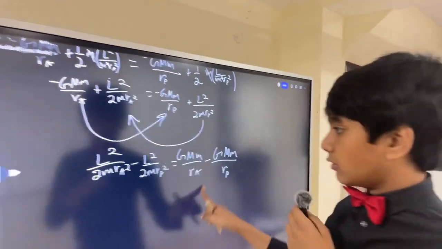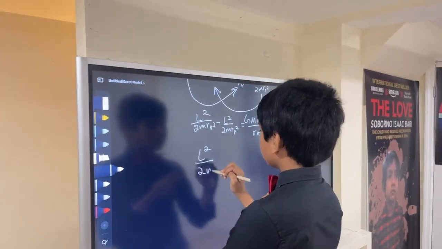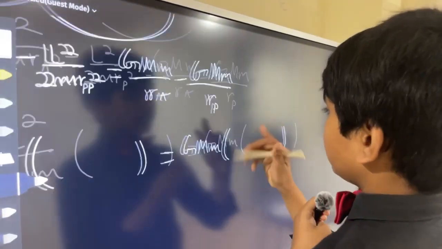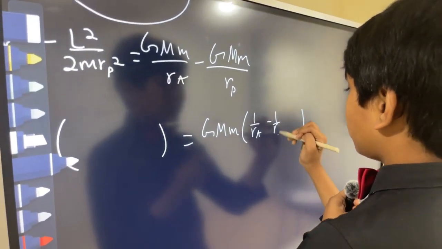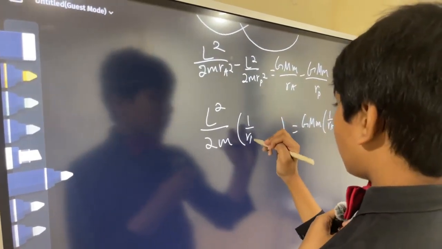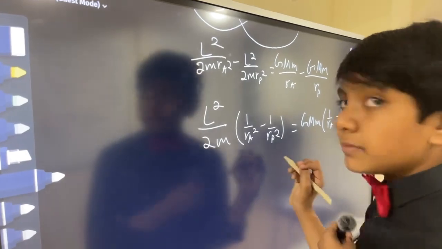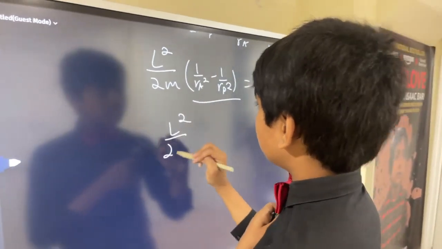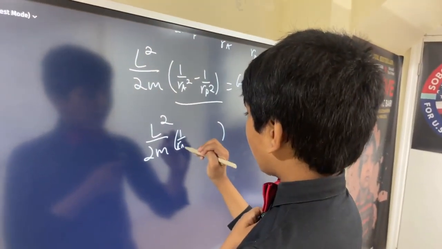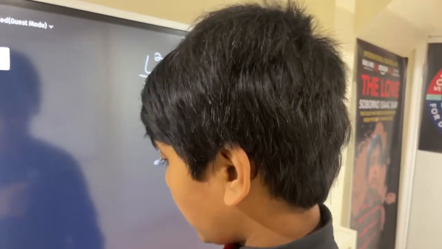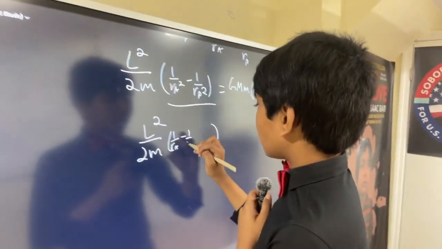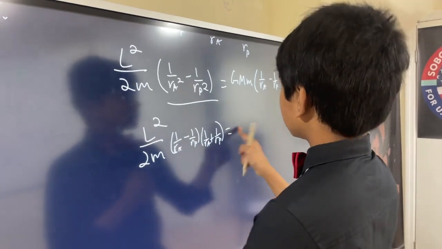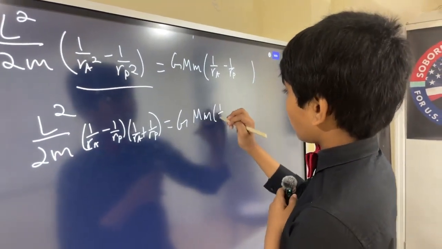Now, I think you see what we can do here. We can factor out L squared over 2m here is equal to GMm here. And for GMm, we have 1 over rA minus 1 over rP. For this, we have 1 over rA squared minus 1 over rP squared. This might look a little familiar to you because it's just the difference of squares. So that just gets you 1 over rA, no, not rA squared, just rA, minus 1 over rP. And then on the other one, 1 over rA plus 1 over rP equals GMm times 1 over rA minus 1 over rP.